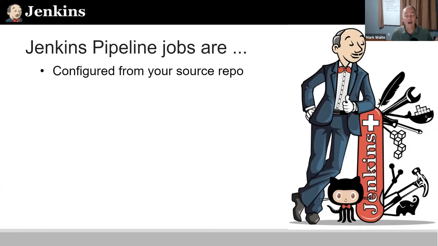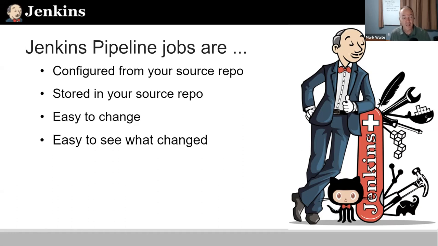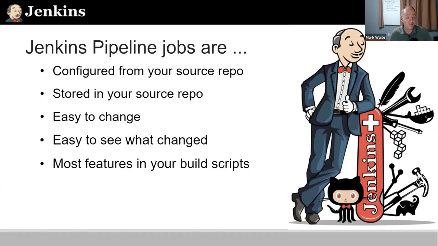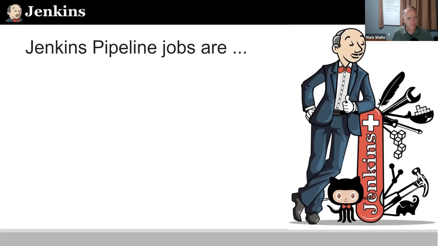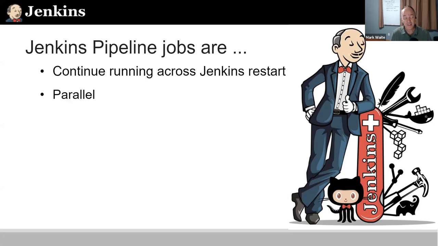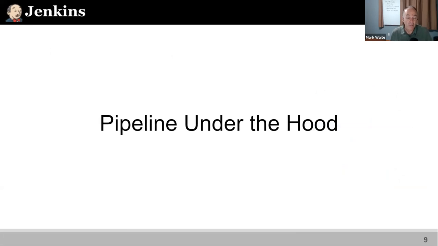Jenkins pipeline jobs are configured from a source repo. So you configure them as code. They're right inside your source repo, so the job definition is not embedded in Jenkins. Storing it in your source repo makes it easier to maintain, easier to see what's changed, and gives you Git comments from the people who made the changes. So it's using a pattern you're accustomed to. And it puts the burden of the work predominantly in your build scripts instead of requiring that you find a wide set of Jenkins plugins. They're also able to continue running across a Jenkins restart. They're able to run in parallel. They're able to run on multiple agents. And they're able to run with multiple software configuration management systems in various interesting combinations. Very, very flexible and very capable.